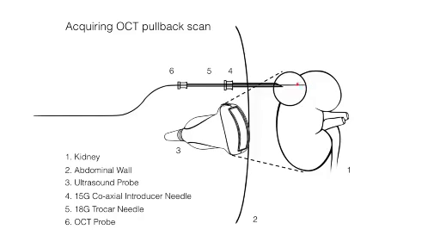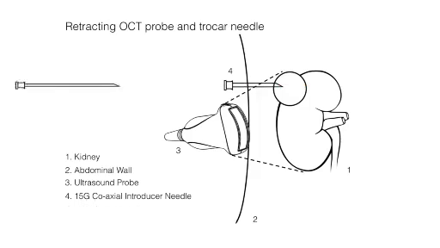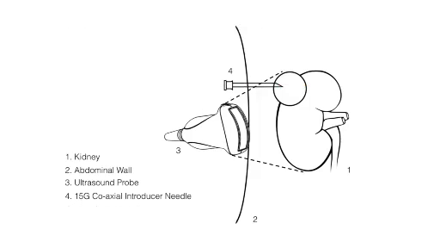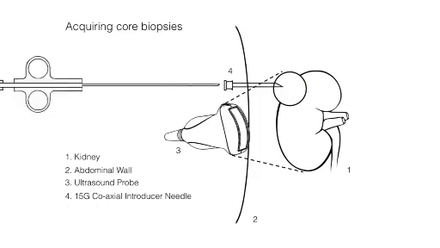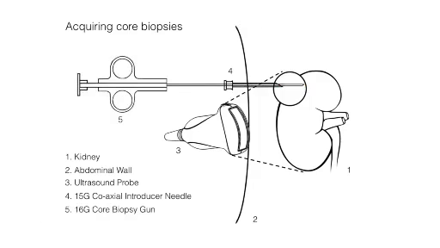Perform an OCT scan. Remove the OCT probe and trocar needle. Place the core biopsy gun through the introducer needle. If the positioning is satisfactory, fire the biopsy gun.